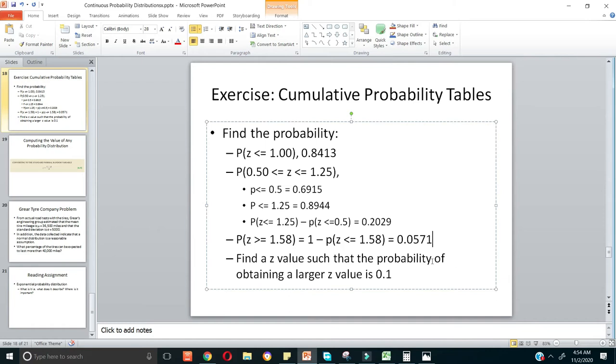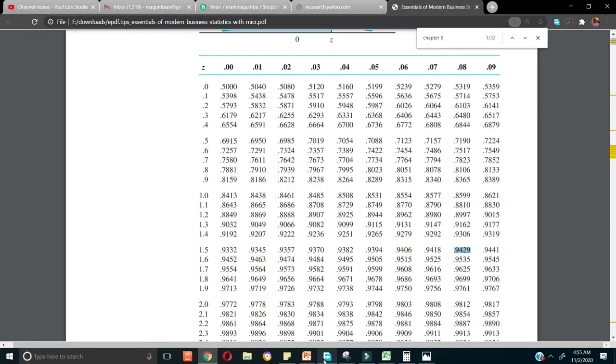So you could do the reverse. What we've been doing is basically trying to find the probability given some z, but we could want to find the z given some probability. So what's the probability of obtaining a larger z value, a value of z greater than 0.1? Is that how the question is actually asked?